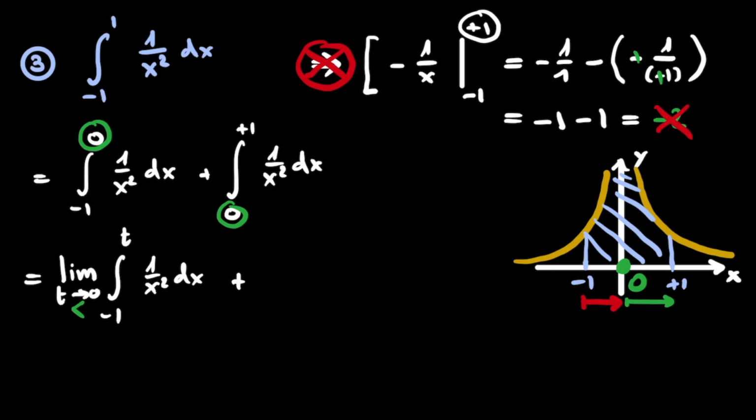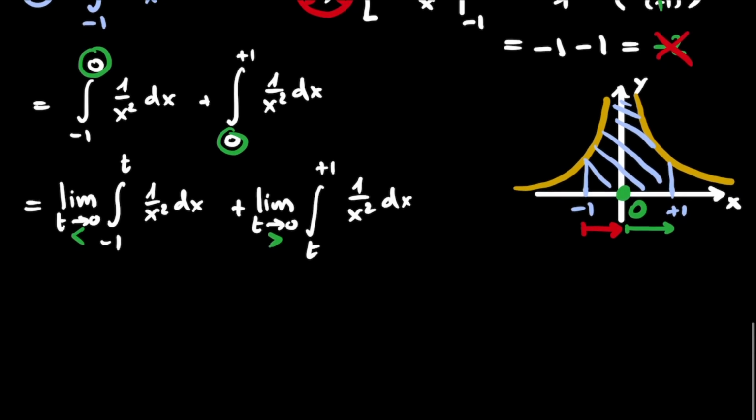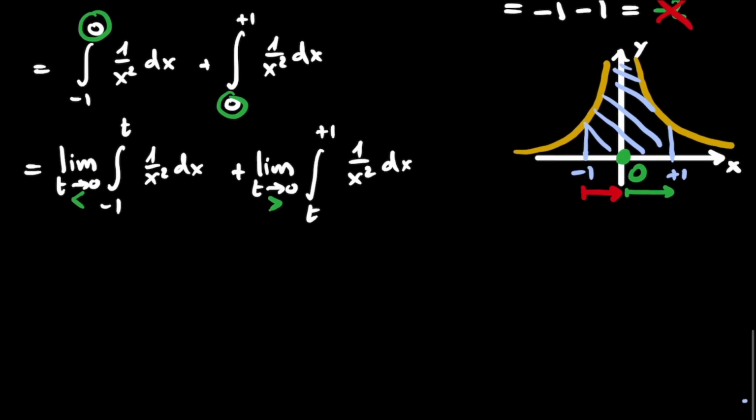Then we do the same for our second integral, which becomes the integral from t to +1 of this same function, 1 over x squared dx, plus the limiting process, where t goes to 0, but now of course we approach it from the upper side. So we approach it when t is larger than 0. And now we can simply do the same procedure as we did before, simply computing these integrals. So we get the limit of t going to 0 from below of the integral from -1 to t of 1 over x squared, which is simply the following.